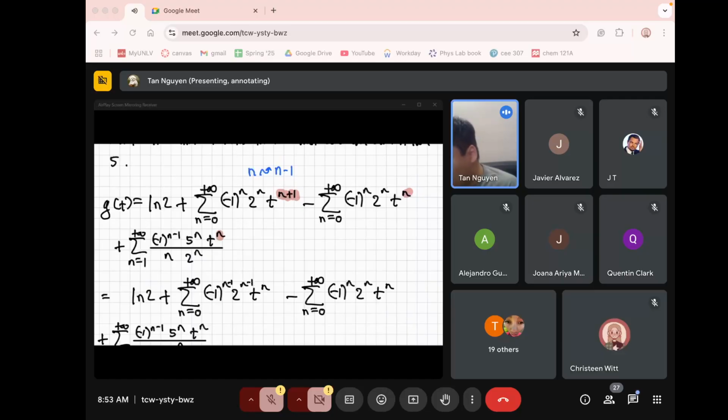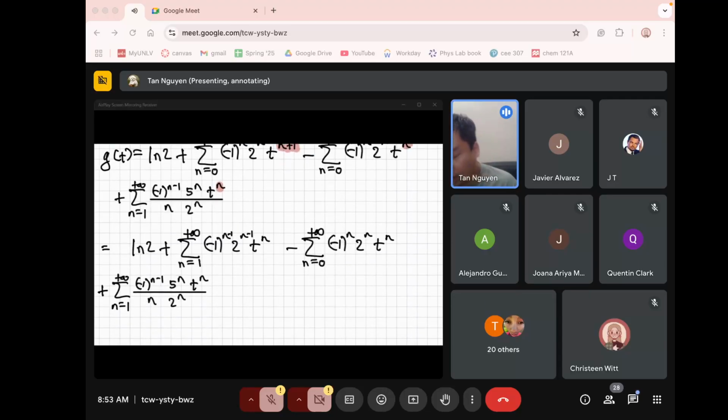Now this needs to be replaced as well. Instead of n starting from 0, I have to do n minus 1 starting from 0, which means n starts from 1. n minus 1 equal to 0, that means n equals 1. Does that make sense so far?